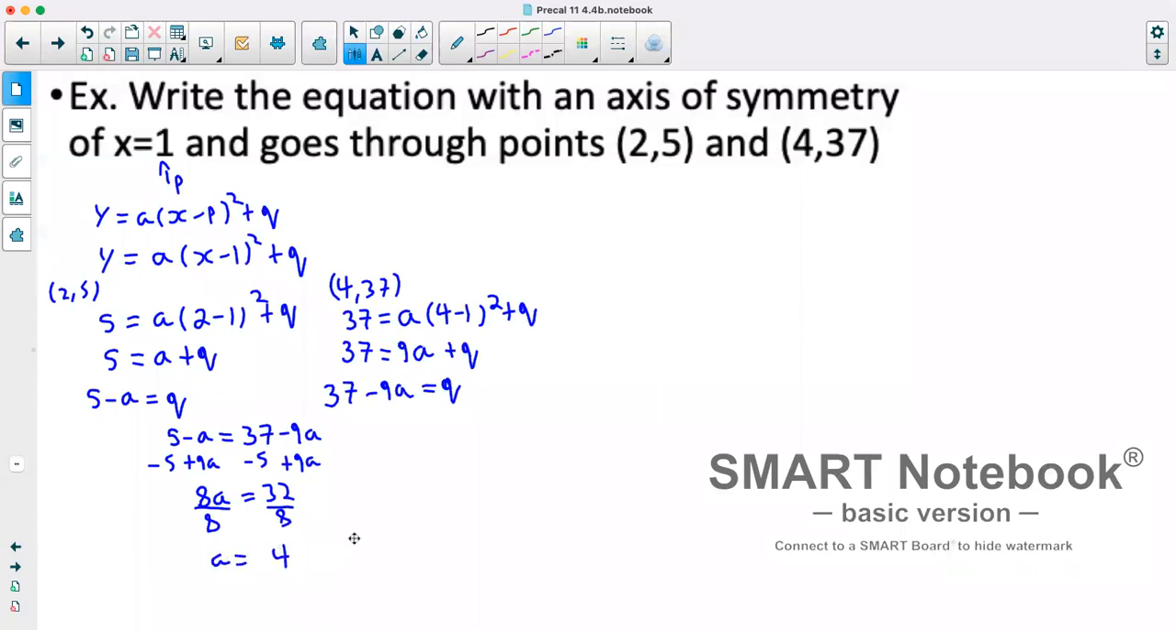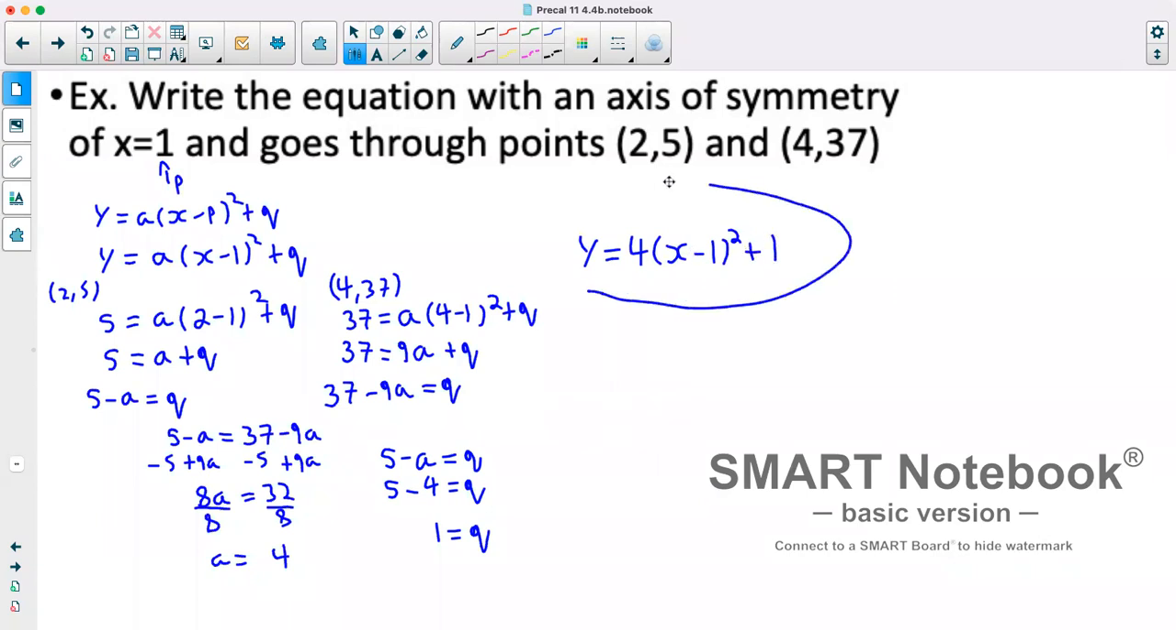Now that we have our a value, we can substitute in either one of these equations and it will give us the same q value. So we've got 5 minus a equals q. So we have 5 minus 4 equals q. So we have 1 as our q value. Now that we have our p, q, and our a values, we can write our formula. So we have y is equal to a(x minus our p value of 1) squared plus our q value of 1. So this would be our equation.